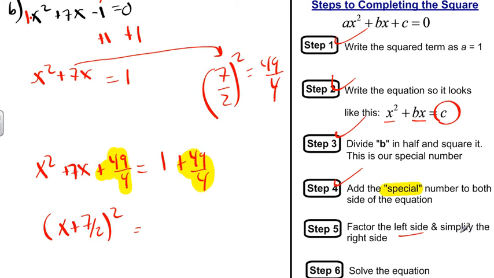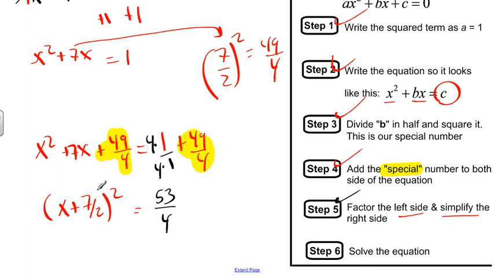And then the right side we need to simplify. So we want to add 1 plus 49 over 4. So this has a 1 on the bottom there. It always has a 1. So the common denominator is 4. So I'm going to multiply this top and bottom by 4. And then 49 and 4, and that's going to have a common denominator of 4. So we're going to have a 53 over 4. Bing!